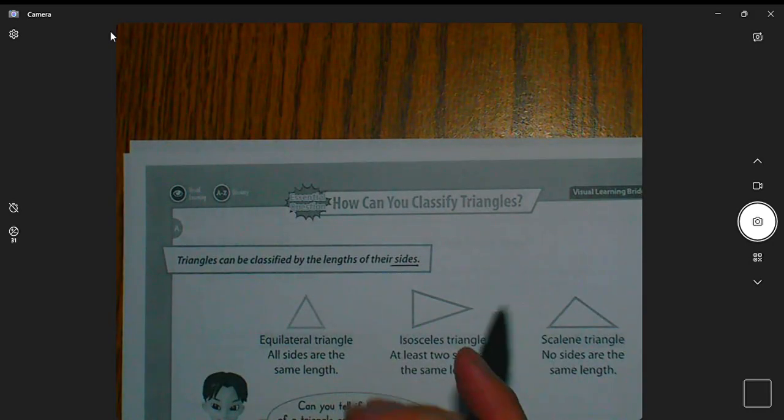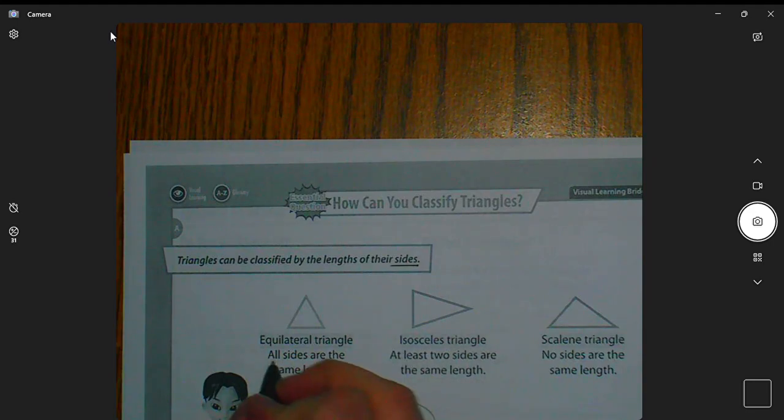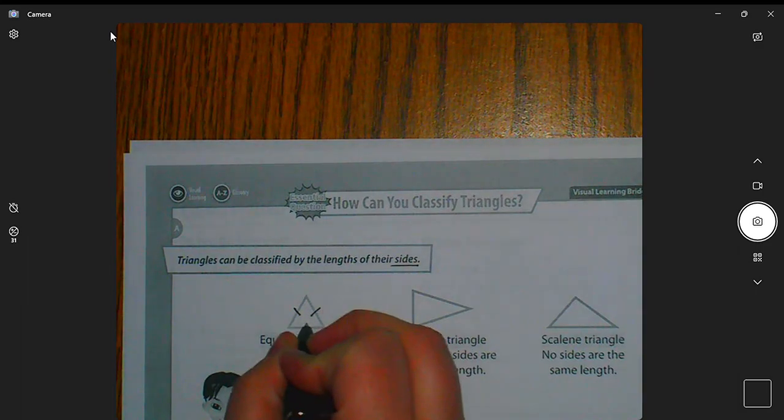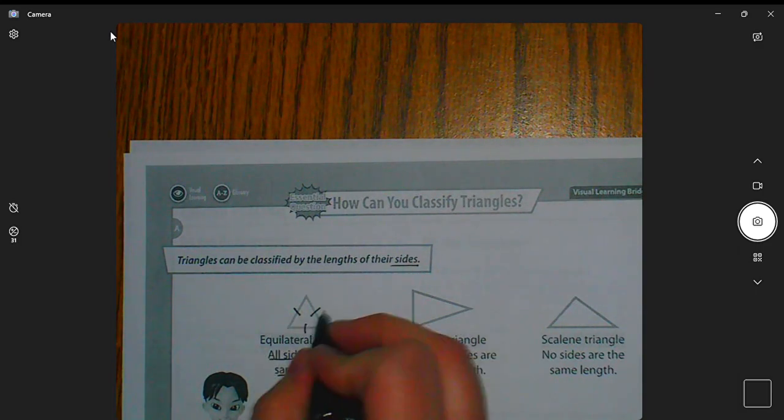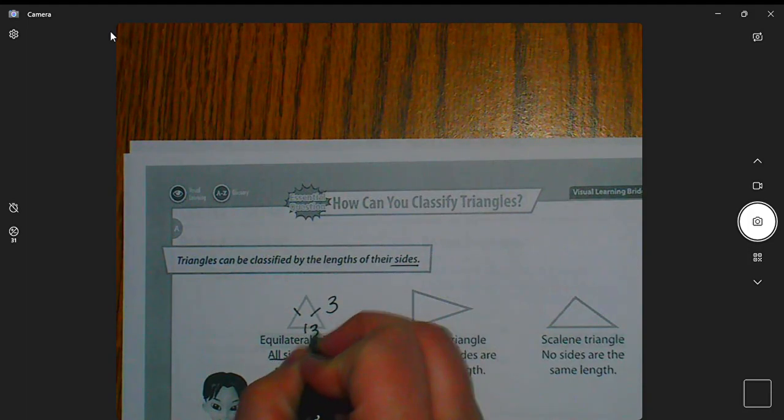So, an equilateral triangle is a triangle where all the sides are the same. So you will often see it marked like this. These dashes just mean equal length. So I can say 3, 3, and 3.